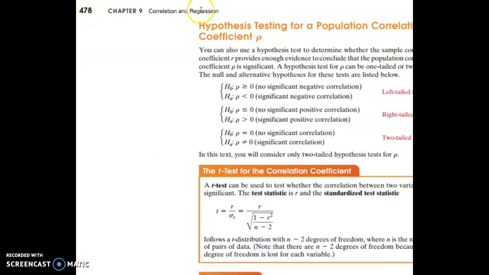When setting up this type of hypothesis test, if you're looking to see if there is a significant negative correlation, your alternative hypothesis would be less than. If you're looking for positive correlation, it would be greater than. And if you're just looking for either type of correlation, you would use not equal to for your alternative.